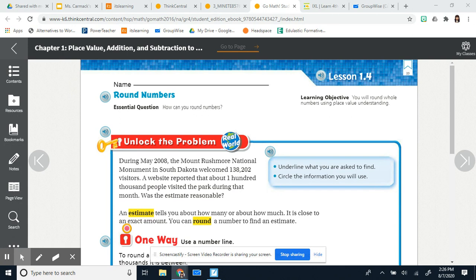So we are working on a skill called rounding numbers. Now, I don't mean the shape round. I mean, well, you'll see what.